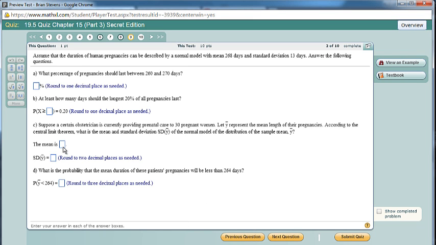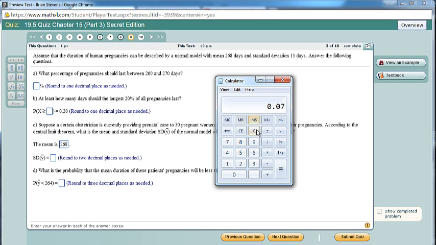Now what changes? The mean does not change when we go to a sample size of 30. Looking at the distribution of means of sample size 30, the mean will stay the same. We still expect 268 days. But the standard deviation will change to the original standard deviation of 13 divided by the square root of 30.